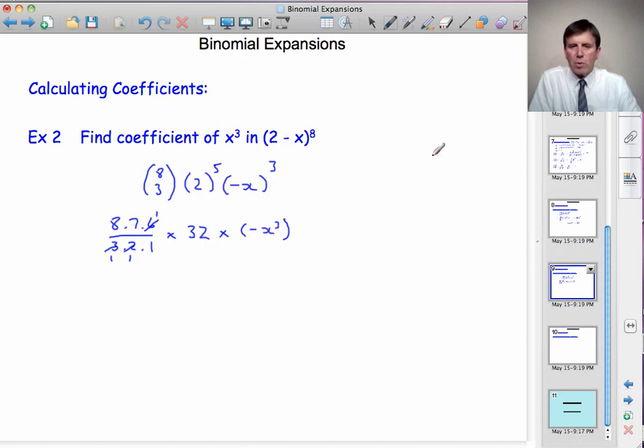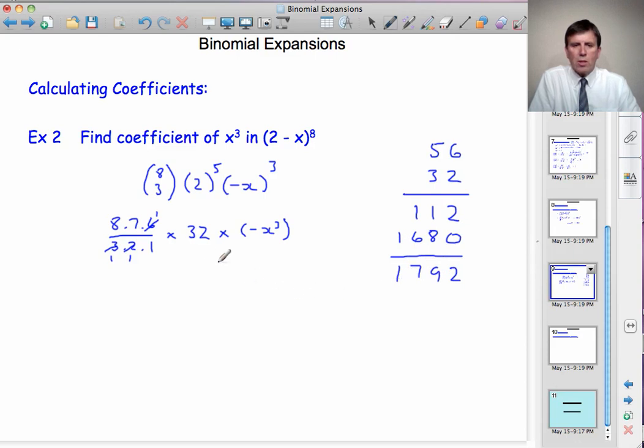Well, let's pretend we're doing the MEI syllabus. We've got no calculator, so I need to do the long multiplication, 56 times 32. 6 twos are 12, carry the 1, 5 twos are 10 and 1's 11. Add a 0, 6 threes are 18, carry the 1, 5 threes are 15 and 1's 16. Add them together, 2, 9, 7, 1. So this comes to 1792, but remember the term's going to be negative. So this is equal to minus 1792x cubed. That is the term in x cubed.